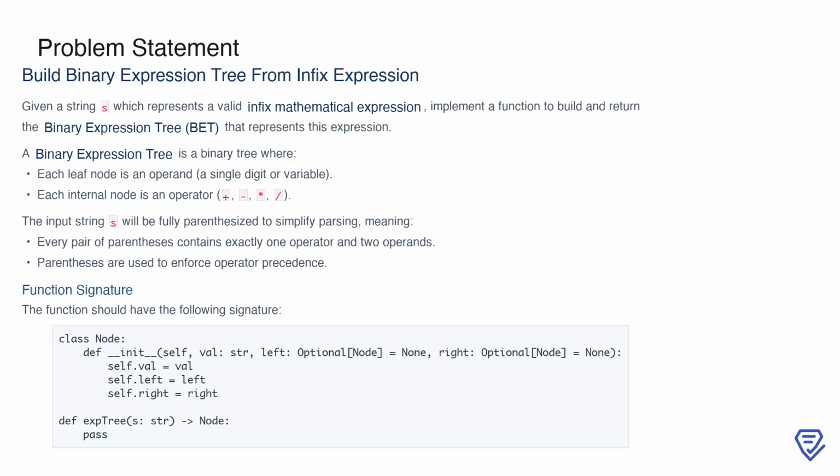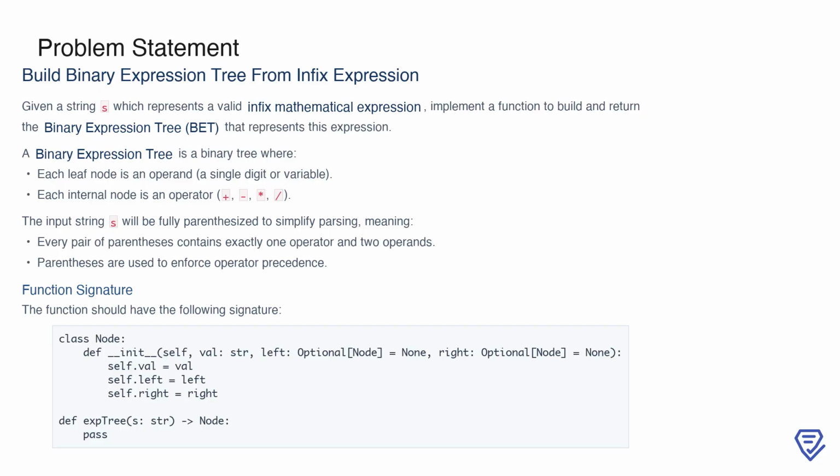Let's get started. In this problem, we are tasked with building a binary expression tree, or BET, from a given infix mathematical expression represented as a string S. A binary expression tree is a special type of binary tree where each leaf node is an operand, such as a single digit or a variable, and each internal node is an operator, like plus, dash, asterisk, or forward slash.